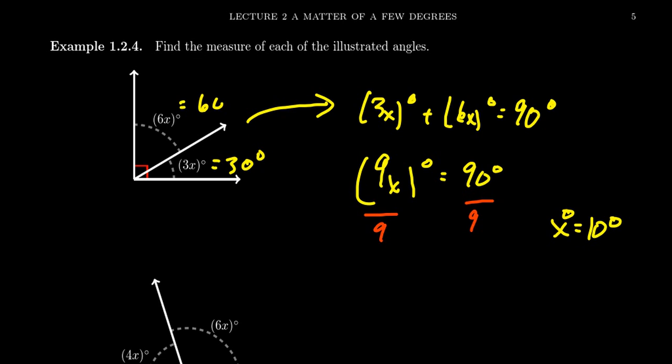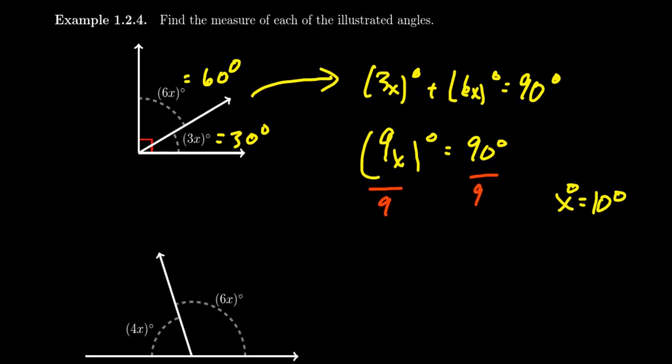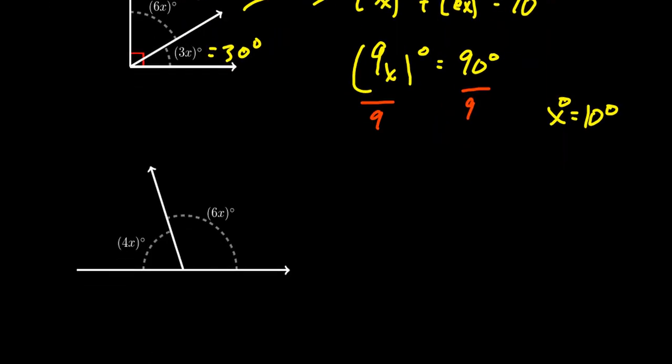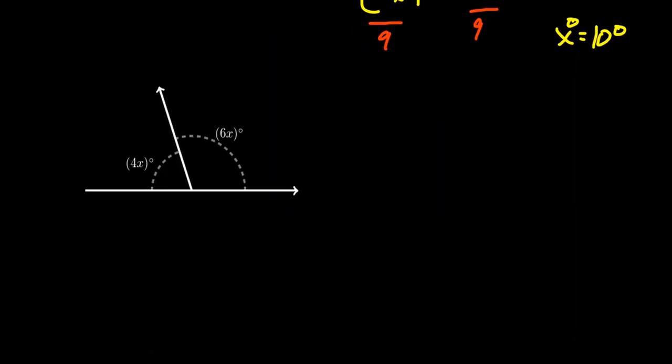So just using basic principles of algebra and knowledge of complementary angles, we were able to fill in the unknown angles in this diagram. Let's look at the second diagram right here. In this situation, we see that these angles are going to be supplementary. The union of the two angles forms a half angle, forms a half plane. So this time, one angle is going to be four times some unknown quantity. The other is going to be six times an unknown quantity, all being measured in degrees.